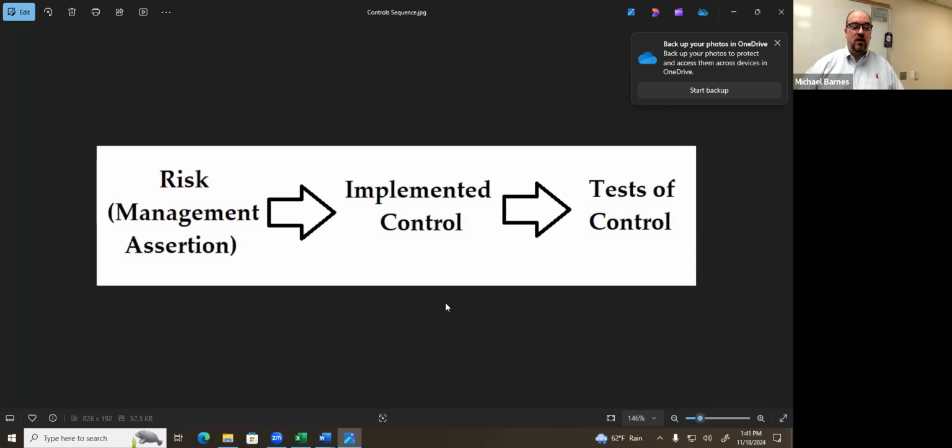We characterize them as assertions. Once we understand the risk, we understand what controls can be implemented in response to the risk. And as auditors, we need to understand how we test those controls. There has to be a logical sequence here. You can't just willy-nilly come up with a control and a test of controls and say this is sufficient. You need to be able to provide me a justification for why a specific control addresses a certain risk and why a certain test is an appropriate test of those controls.